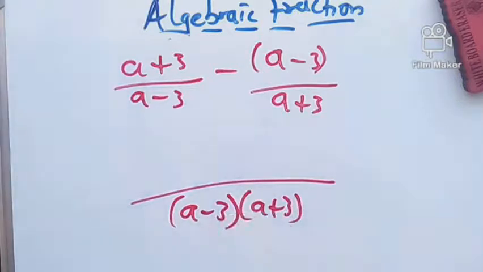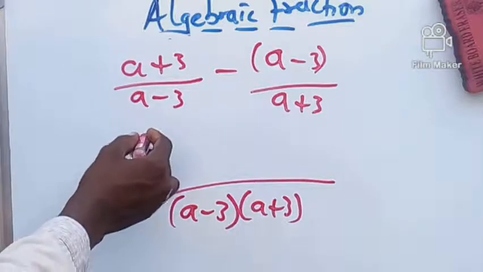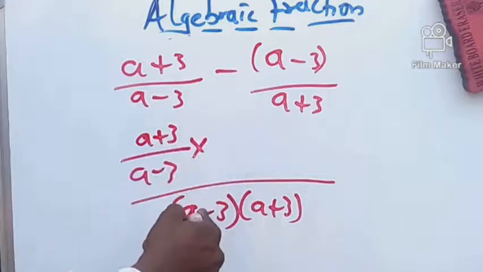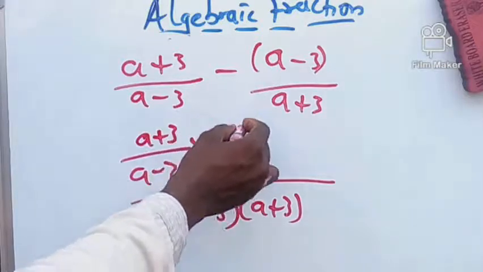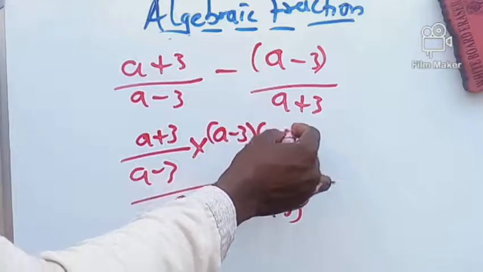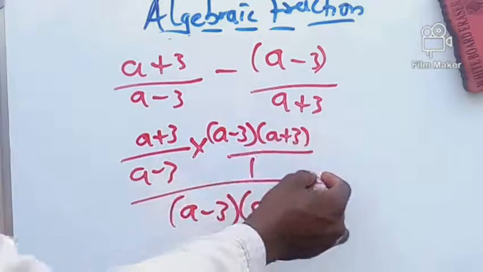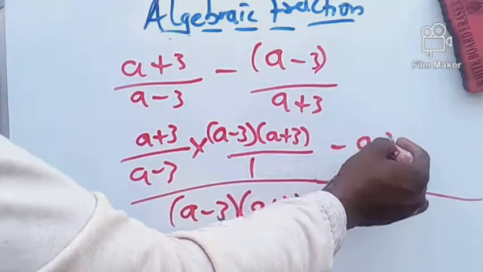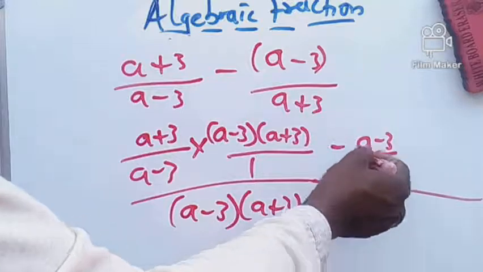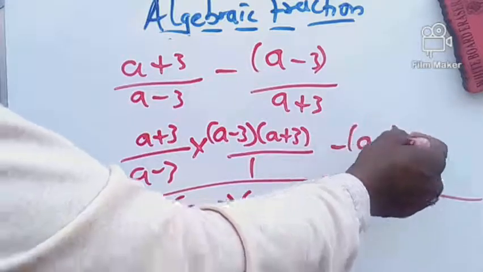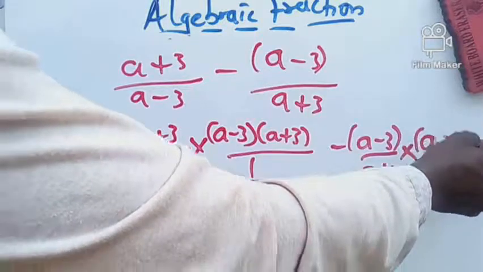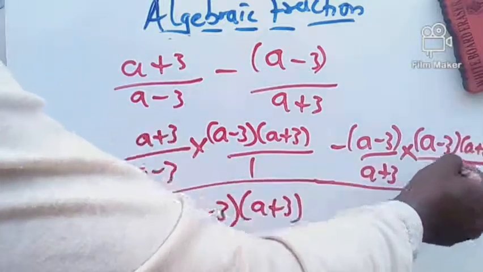So we begin the process. Take each fraction and multiply by the LCM. We take the first fraction, which is a plus 3 divided by a minus 3, and then we multiply it by the LCM, which is a minus 3 into a plus 3, everything divided by 1. Then you bring the subtraction sign. We take the second fraction, which is a minus 3 over a plus 3, and then we multiply it by the LCM, which is a minus 3 and a plus 3 divided by 1.